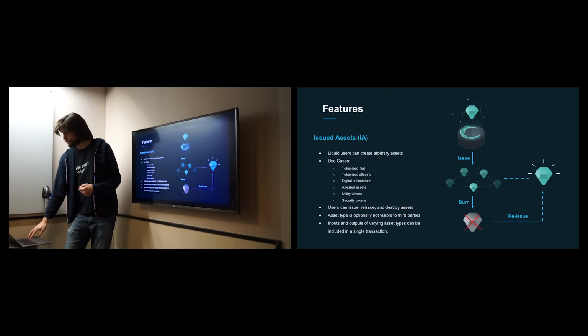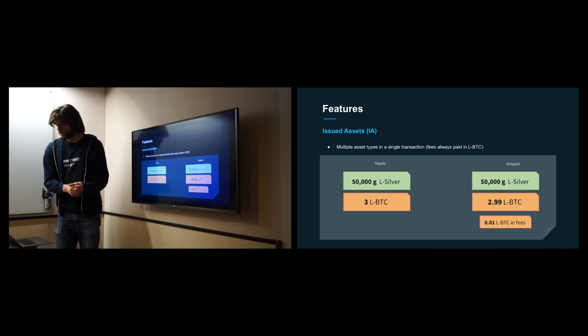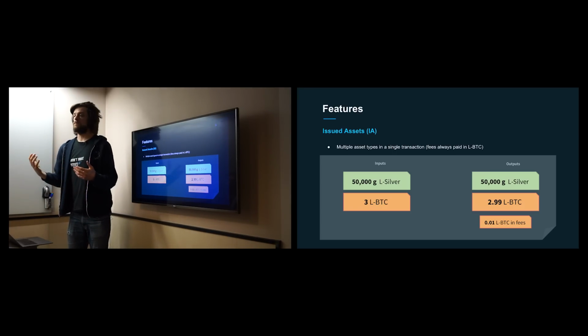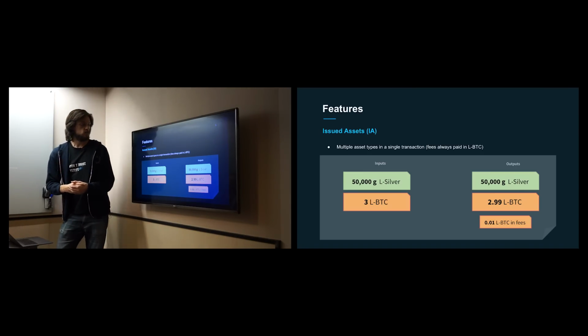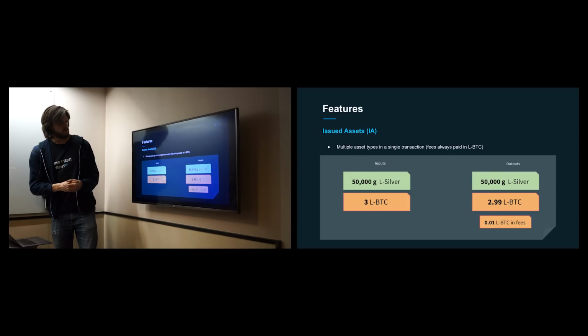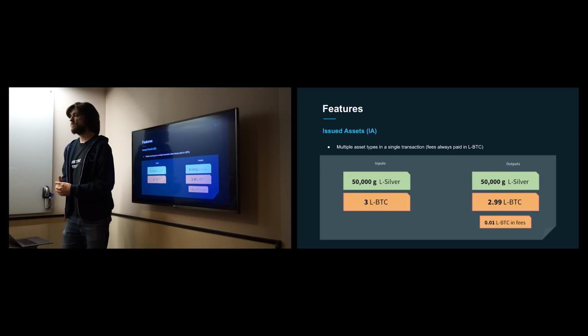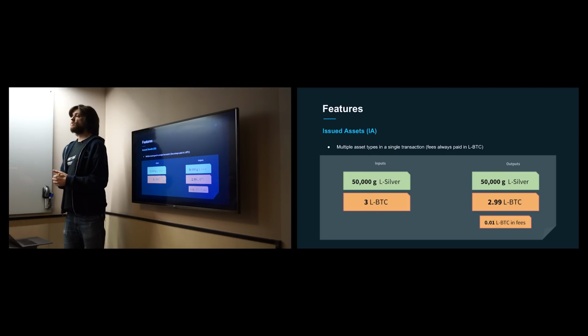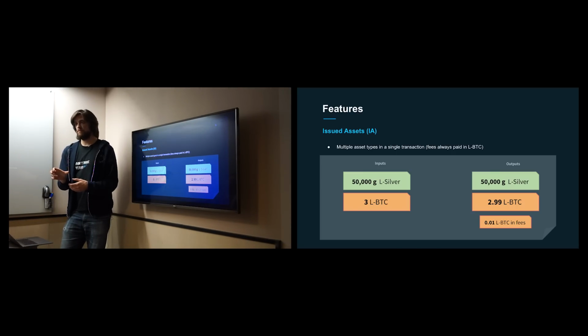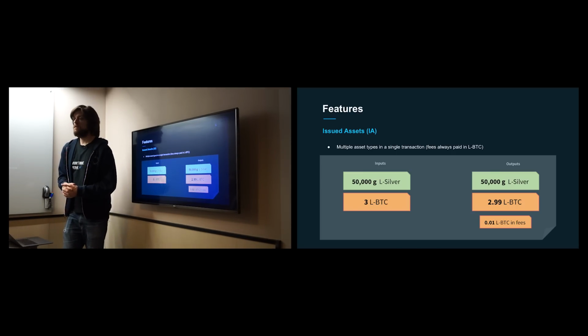So you could see transactions just like this here, where let's say someone's issued their version of Liquid silver, and they're saying, I've got 50,000 grams of silver, and they want to send it to someone. They can also send Liquid Bitcoin in the same transaction. So actually, every transaction in Liquid requires at least 1 input of Liquid Bitcoin, because all the fees are paid in Liquid Bitcoin. So this is a type of transaction that we might see in the future.